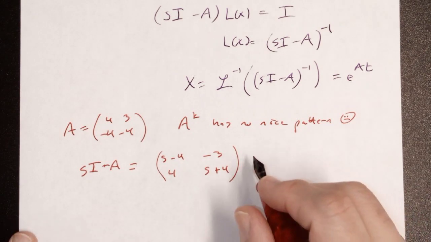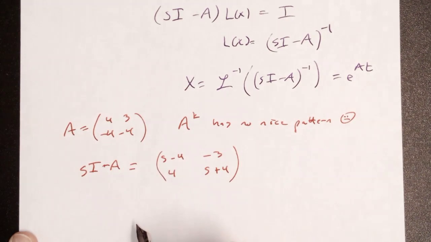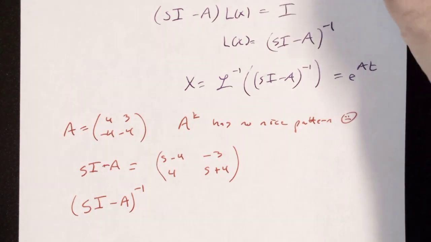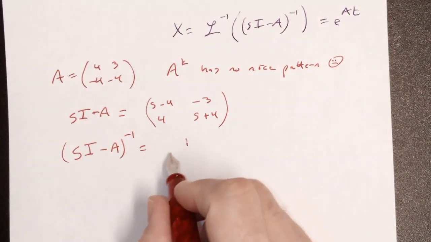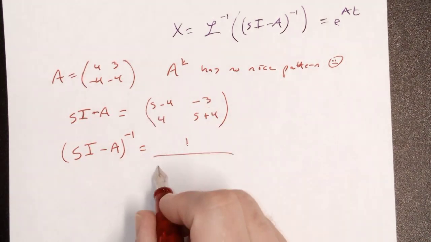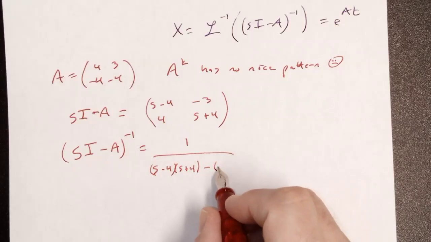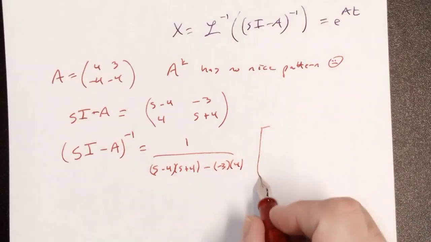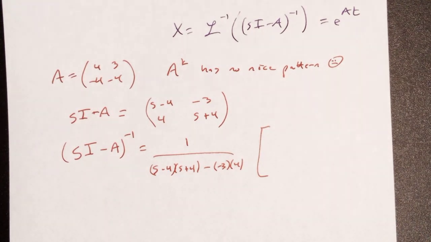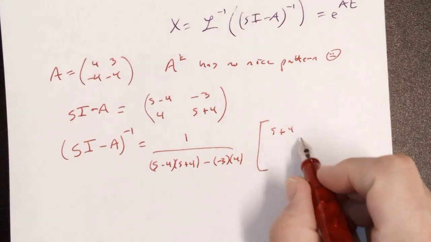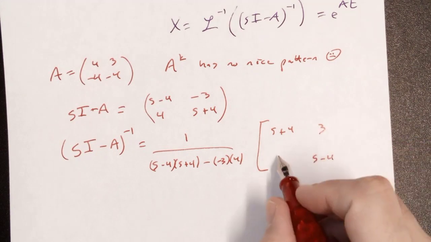Let's do the inverse of this. What is sI minus A inverse? Oh, thank God it's a 2 by 2. I can use that pattern. So the inverse of this matrix is 1 over AD minus BC times, you switch A and D and change the sign of B and C. So I get s plus 4, s minus 4, 3, negative 4.